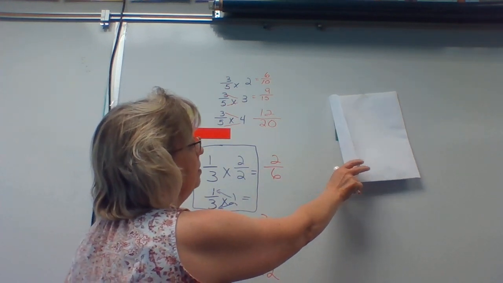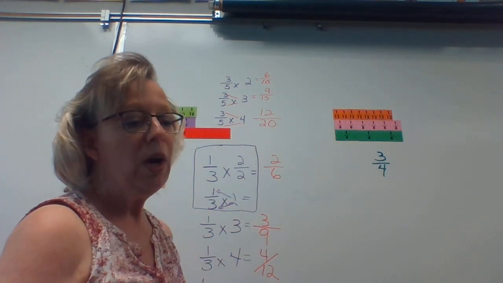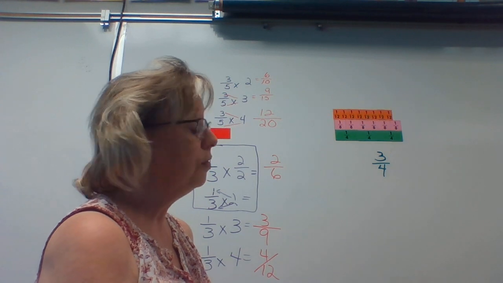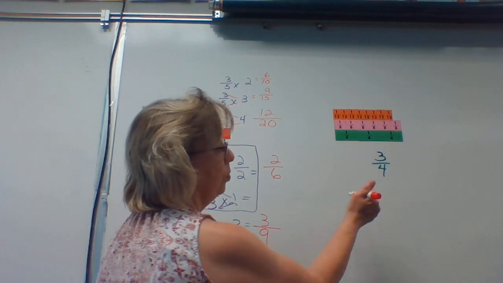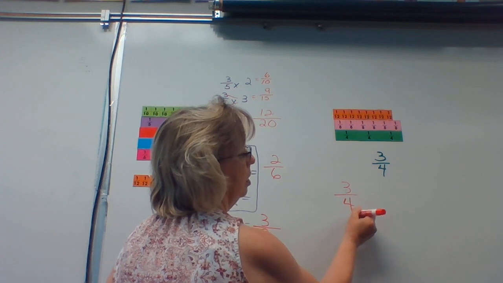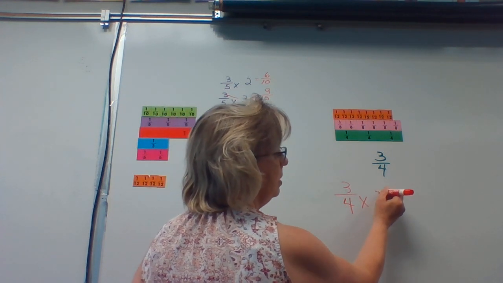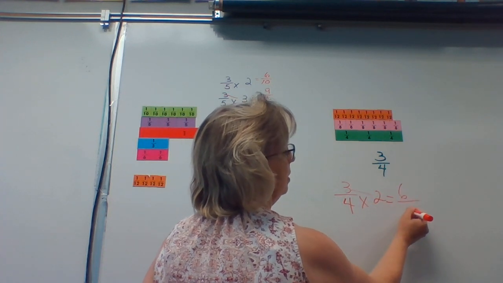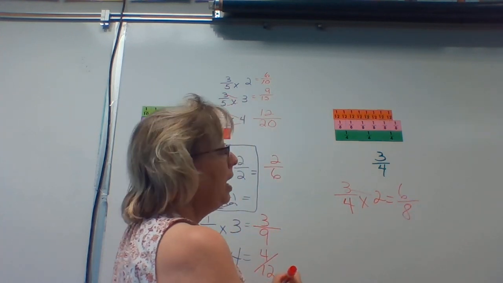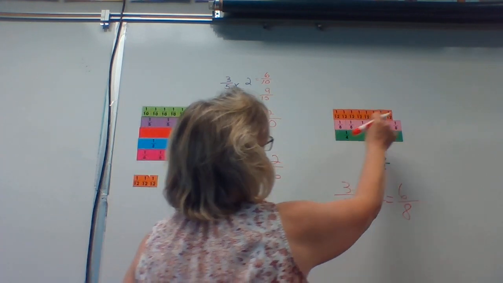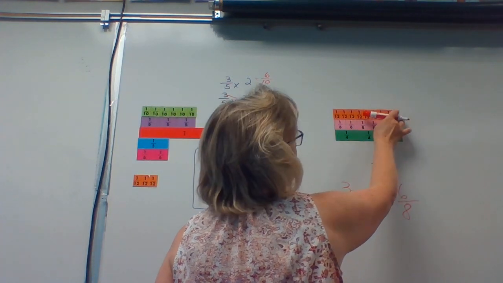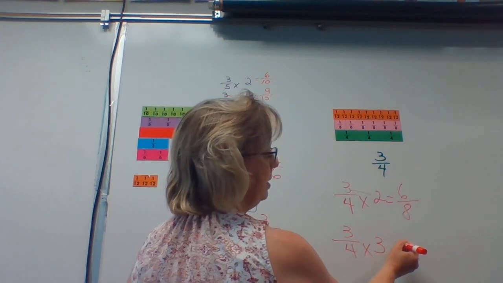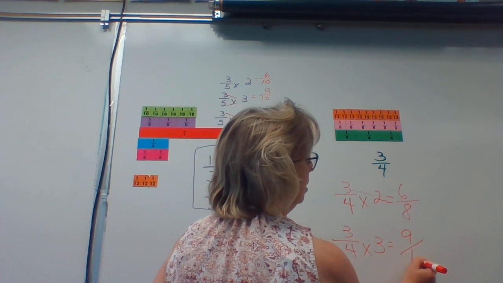Then if I move on, what if I wanted to find some equivalent fractions for 3/4? Well, 3/4, if I did twice as many pieces, I'm going to have 6/8. If I wanted 3/4, 3 times as many pieces, I would have 9/12.